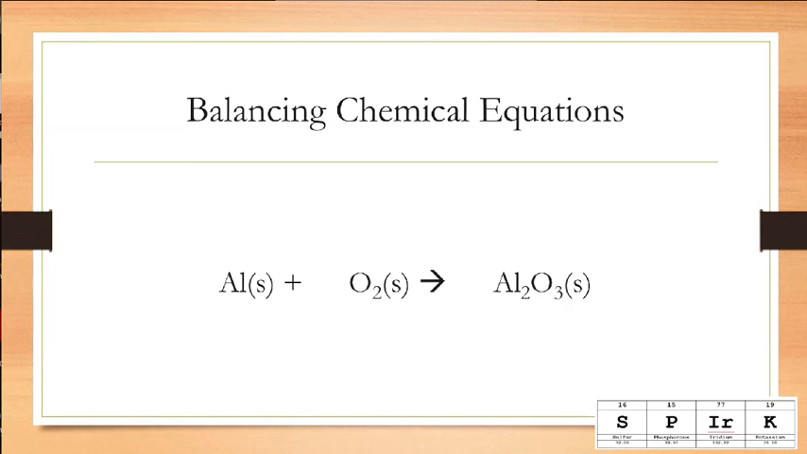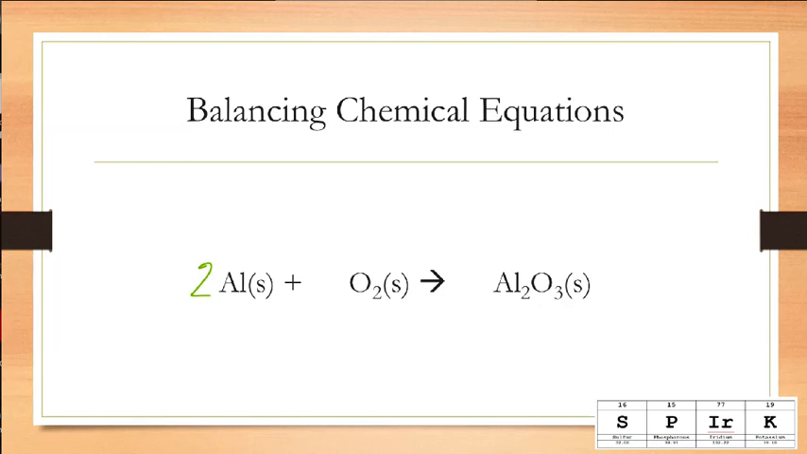All right, let's do another one here. So we have aluminum plus oxygen yielding aluminum oxide. So what we want to do here is let's start by balancing our aluminums. We have 2 on the right and only 1 on the left. So let's add a 2 here.